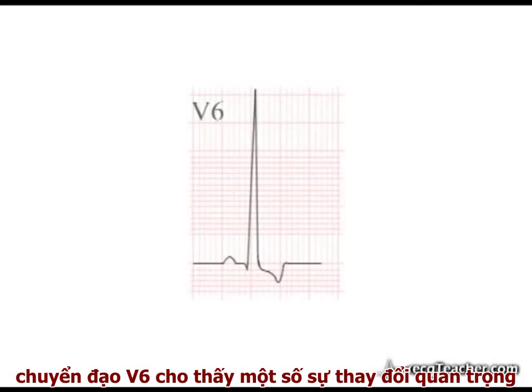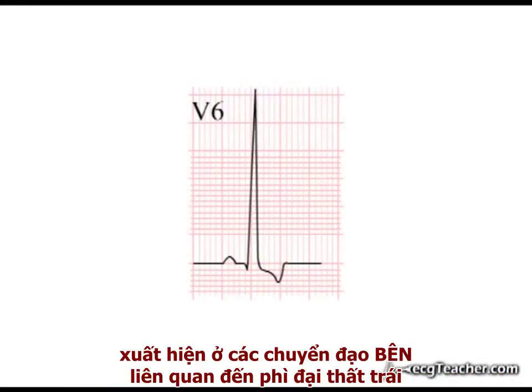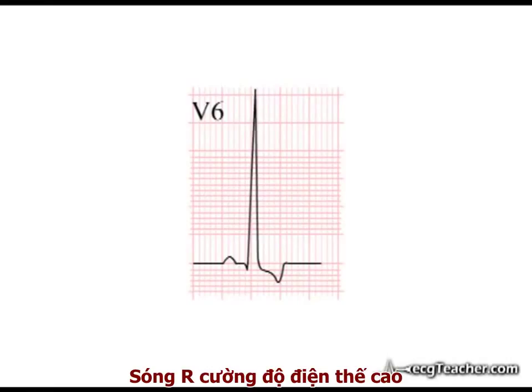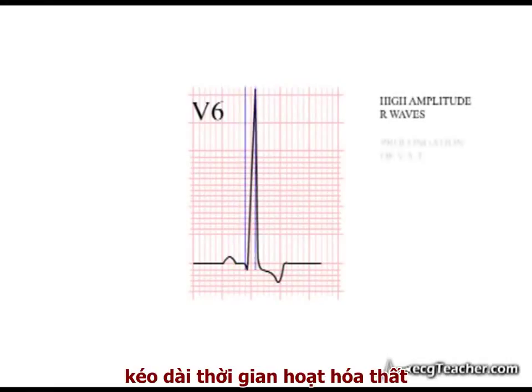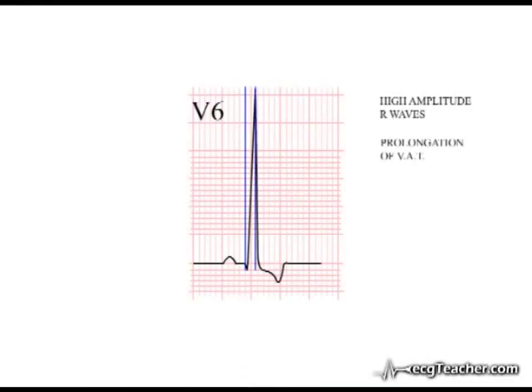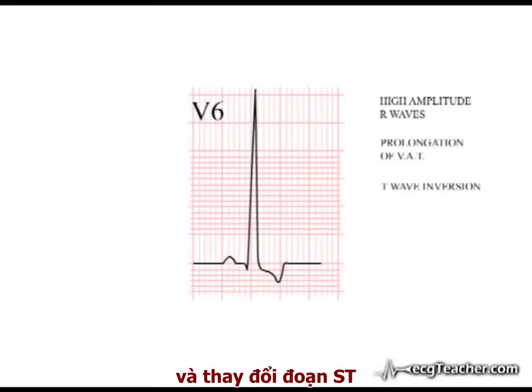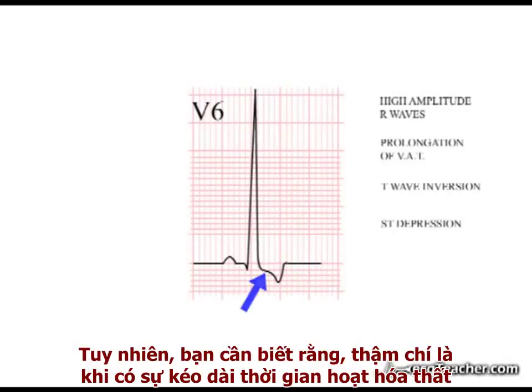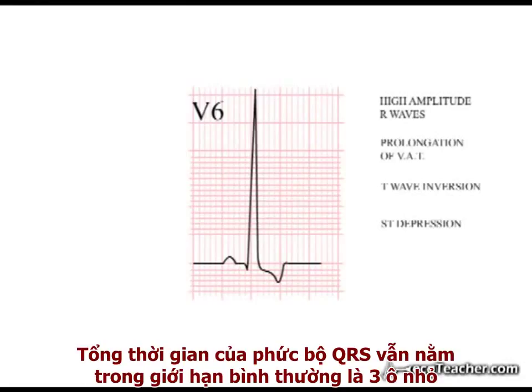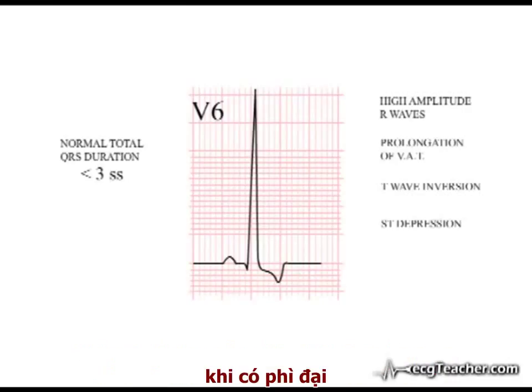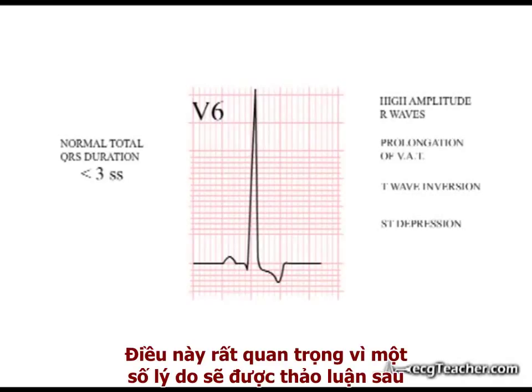In the example shown here, lead V6 demonstrates several important ECG changes seen in the lateral leads in association with hypertrophy: high amplitude R waves, prolongation of the ventricular activation time, loss of concordance between the QRS complexes and the T waves, and ST segment changes. Note, however, that even with prolongation of the ventricular activation time, the total QRS complex duration remains within the normal limit of 3 small squares in the presence of hypertrophy. This is important for several reasons to be discussed in future sections.